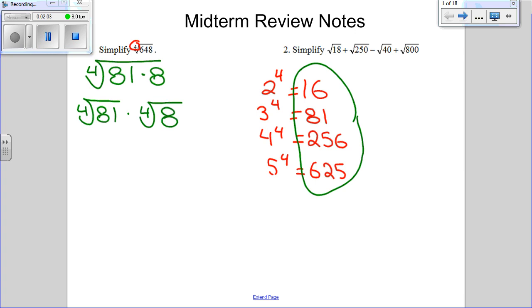Notice that both are still fourth roots. The reason that's useful is one of these is a perfect fourth, meaning that you could fourth root it. That thing should work in your calculator. It should equal 3. That gives you a coefficient, and the other radical remains the same.